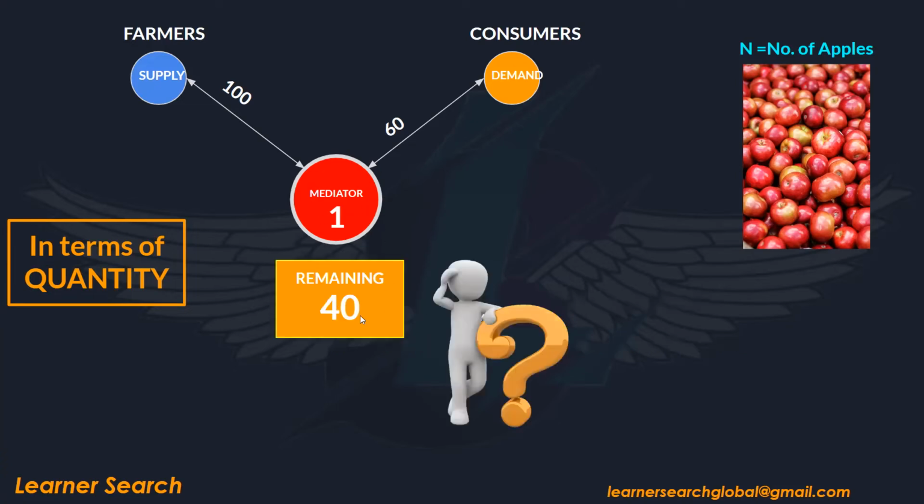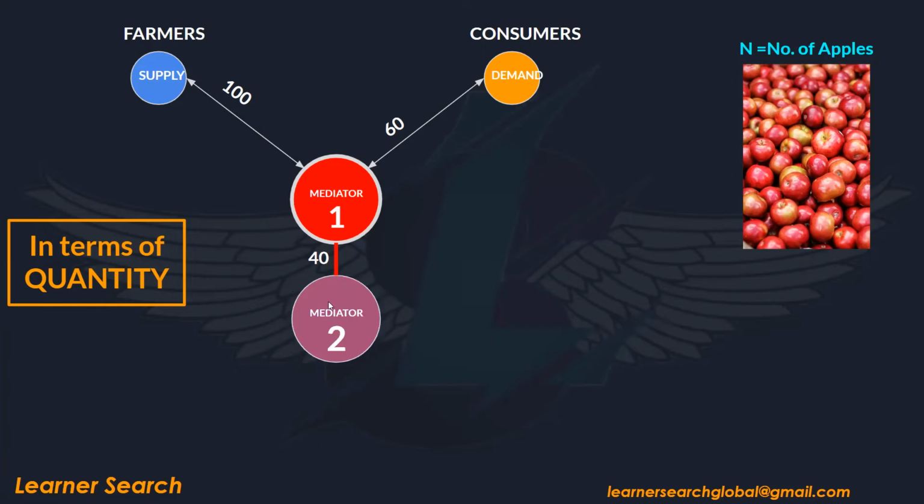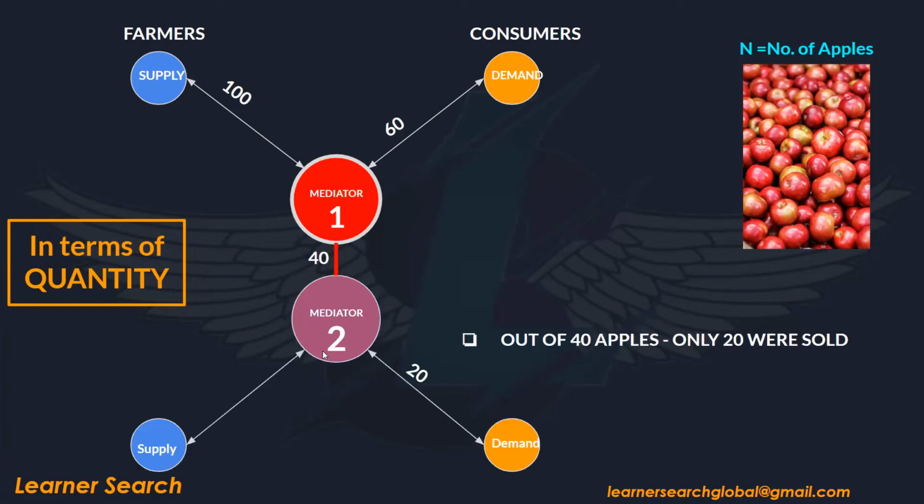Now what he does, he can reach out to another mediator. So mediator 1 makes a relationship with a new one. That new one is mediator 2. So for mediator 2, out of 40 apples, let's assume there is a demand for only 20 apples. Even for mediator 2, they have supply and demand. Then the remaining 20 are remnant now.